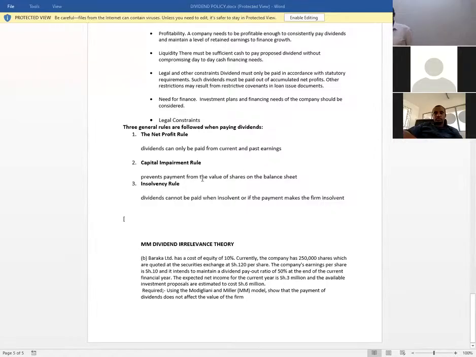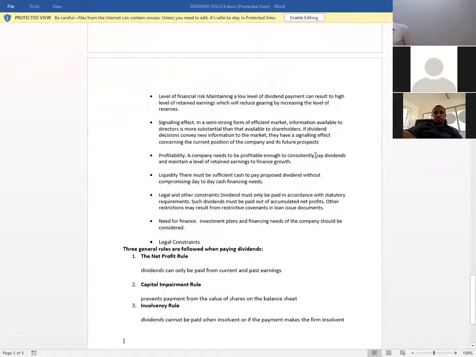And then we have the insolvency rule. If you're insolvent, ladies and gentlemen, you should never pay dividends. So dividends cannot be paid when insolvent, or if the payment makes the firm insolvent. Ladies and gentlemen, I would want you to do me a favor.